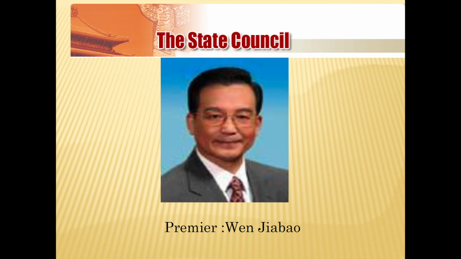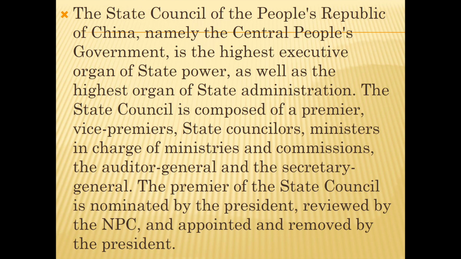Next is the State Council. Their State Council is headed by Wen Jiabao. He is the premier. And next, the State Council of the People's Republic of China, namely the Central People's Government, is the highest executive organ of the state power, as well as the highest organ of the state administration. The State Council is composed of the Premier, Vice Premier, State Councilors, Ministers in charge of ministries and commissions, the Auditor General and the Secretary General. The Premier of the State Council is nominated by the President, reviewed by the NPC, and appointed and removed by the President.